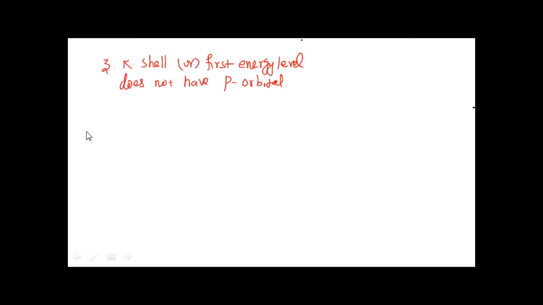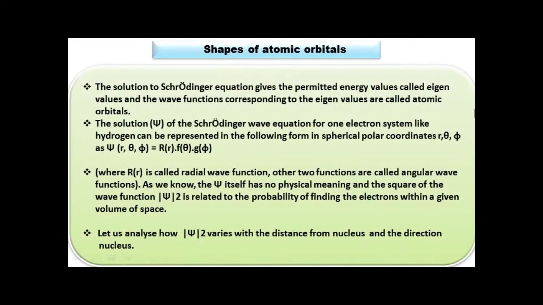So now we are going to learn the new topic, shape of atomic orbital. The solution to the Schrödinger wave equation gives the permitted energy value, which is called an eigenvalue. E is the energy, and the wave function means psi. The psi corresponds to the eigenvalue. So psi is based on the eigenvalue, and that is called the atomic orbital.